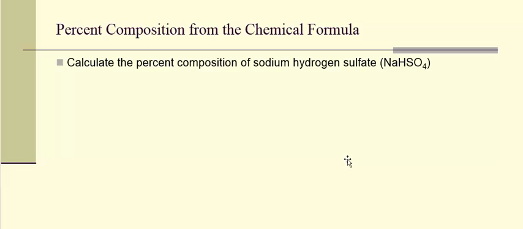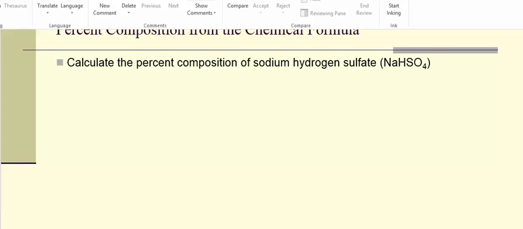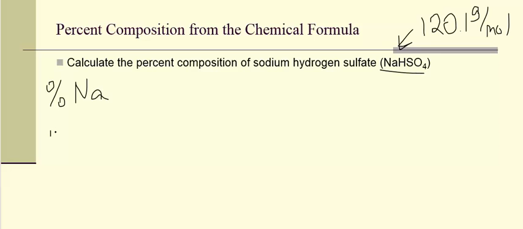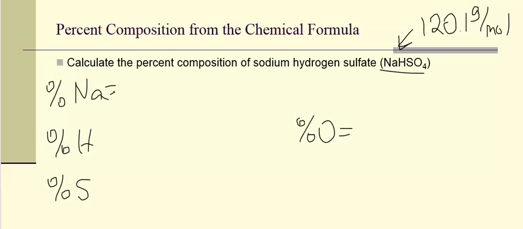I want to calculate the percent composition of sodium hydrogen sulfate. So I have the chemical formula. First thing I want to do is find the molar mass of sodium hydrogen sulfate. So from the periodic table, I've got 1 sodium, 1 hydrogen, 1 sulfur, and for oxygen, the total molar mass is 120.1 grams per mole. I want to find the percent sodium, the percent hydrogen, sulfur, and oxygen by mass.